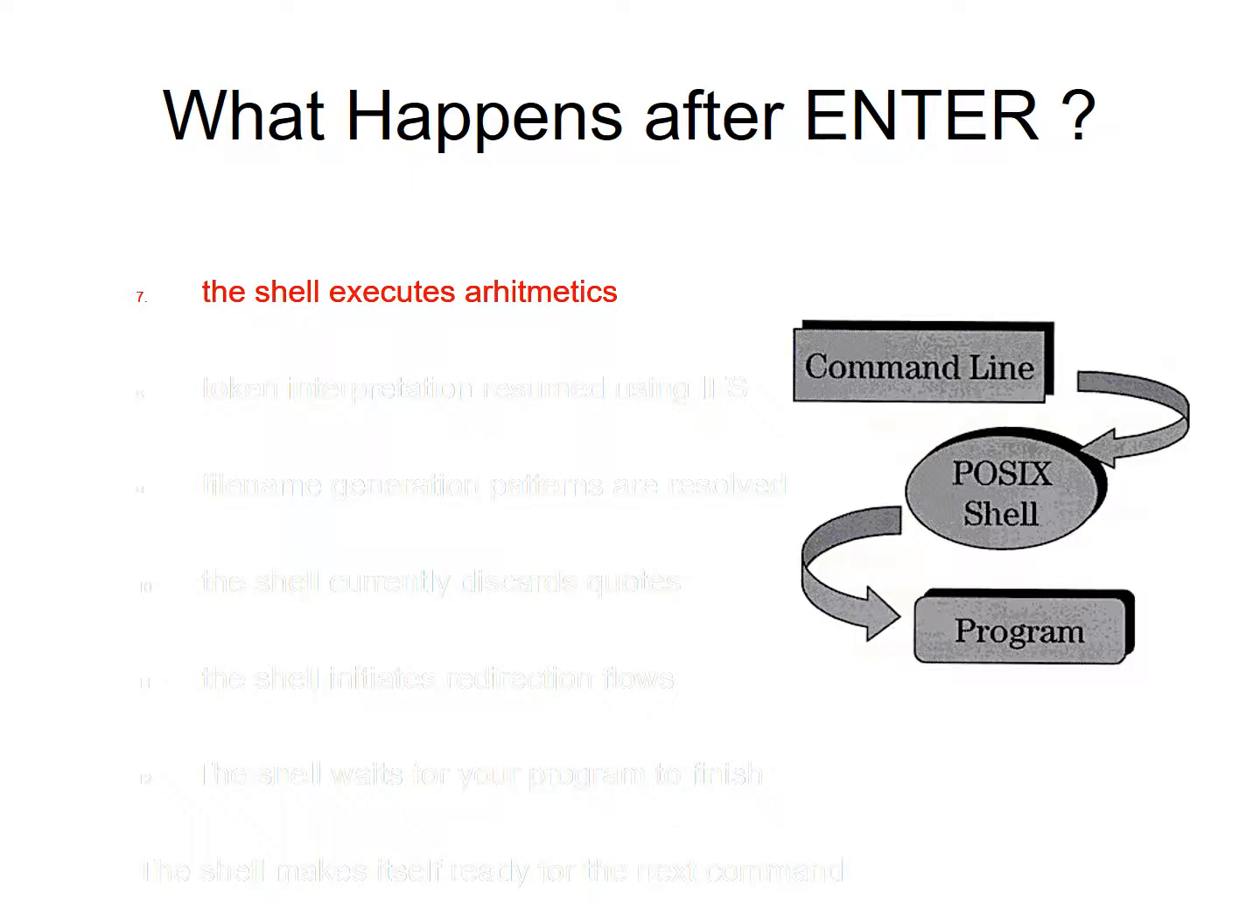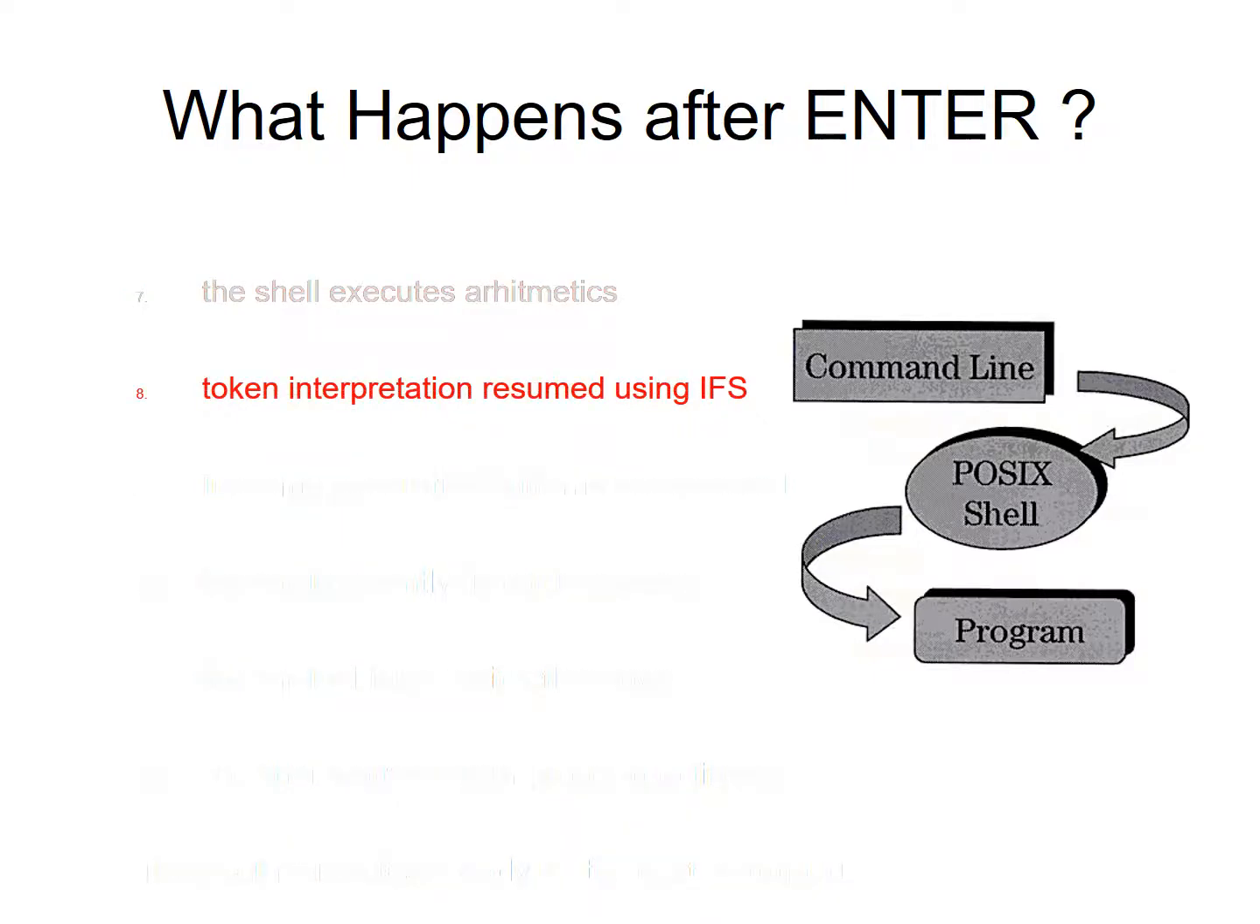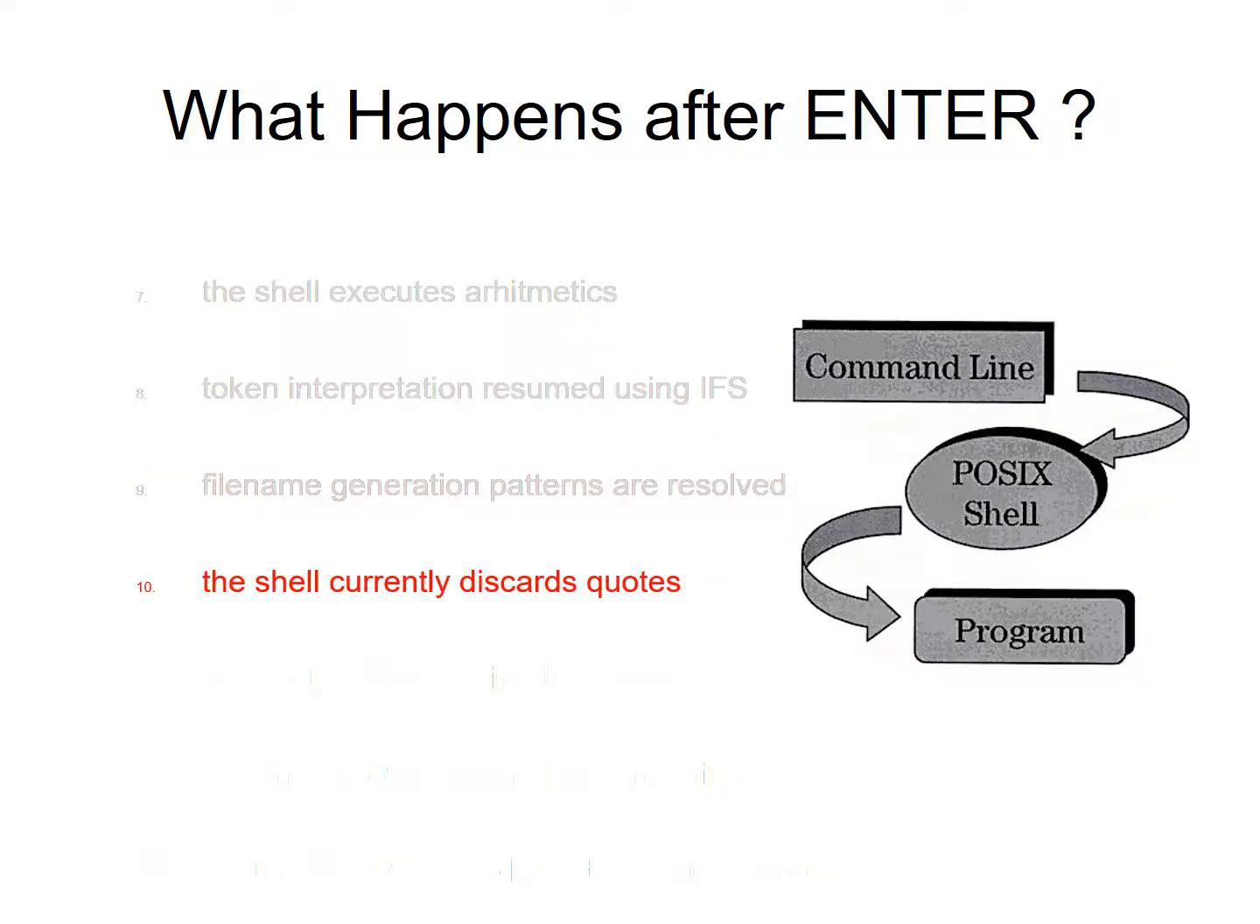Then, at the 8th step, the shell splits the command string into tokens again, this time using the field separator variable named IFS. By default, the IFS variable contains the white space characters: space, tab, or new line. The shell performs the substitution for the file name generation patterns, like the star symbol, the question mark, or the square brackets.